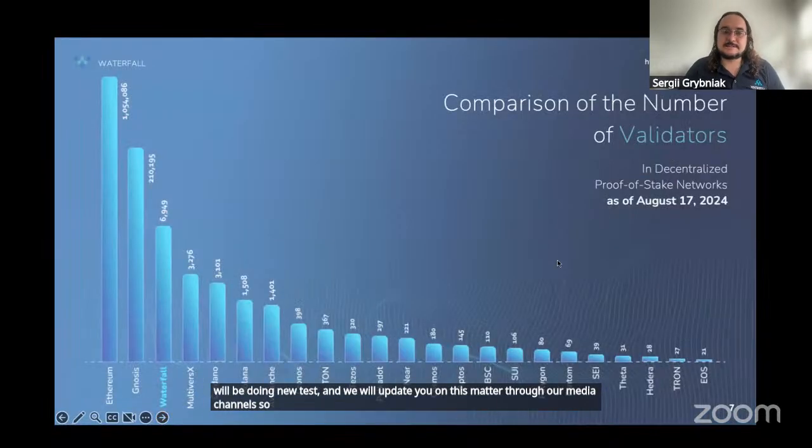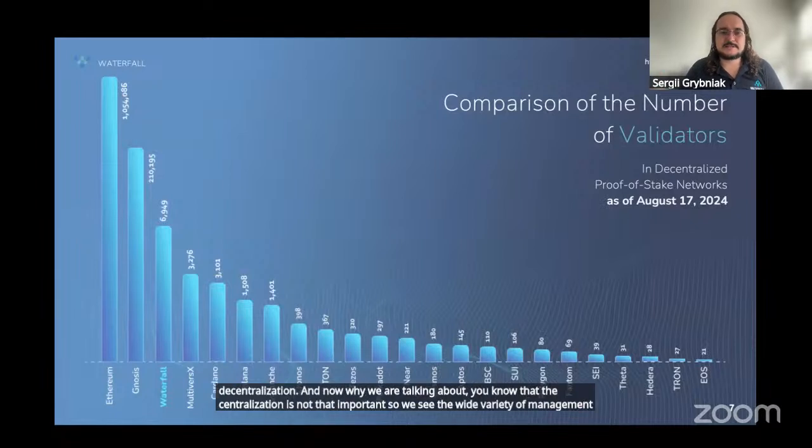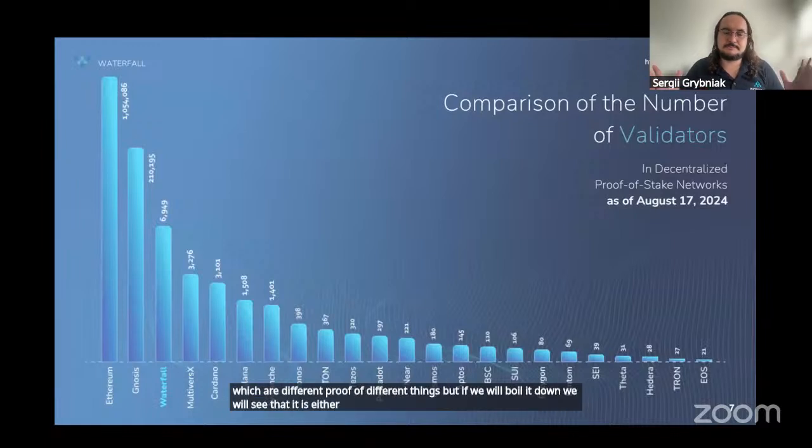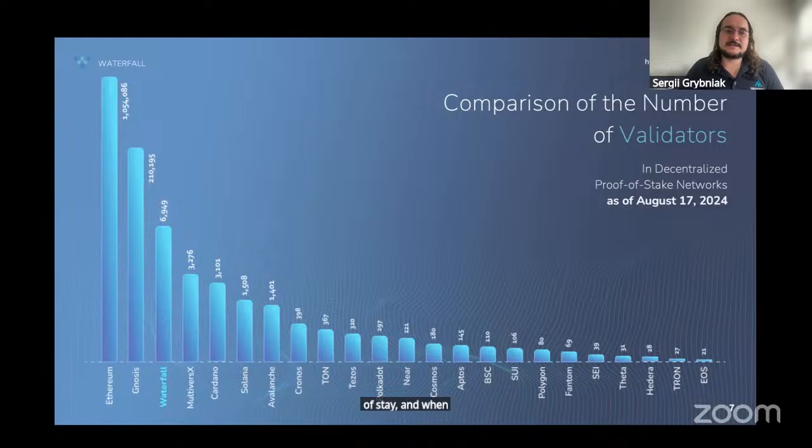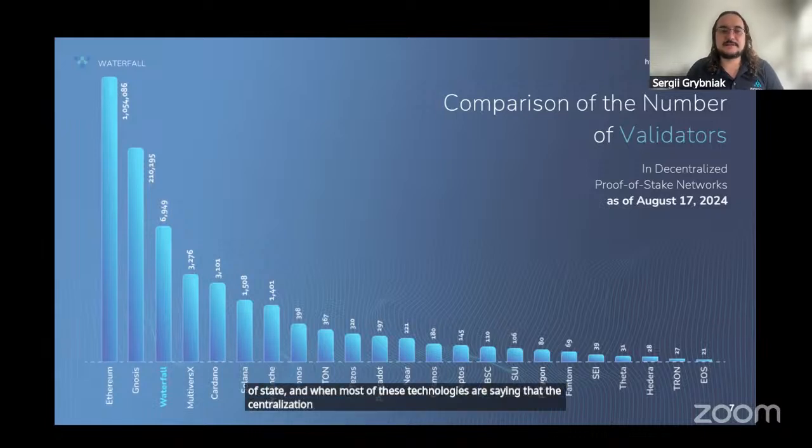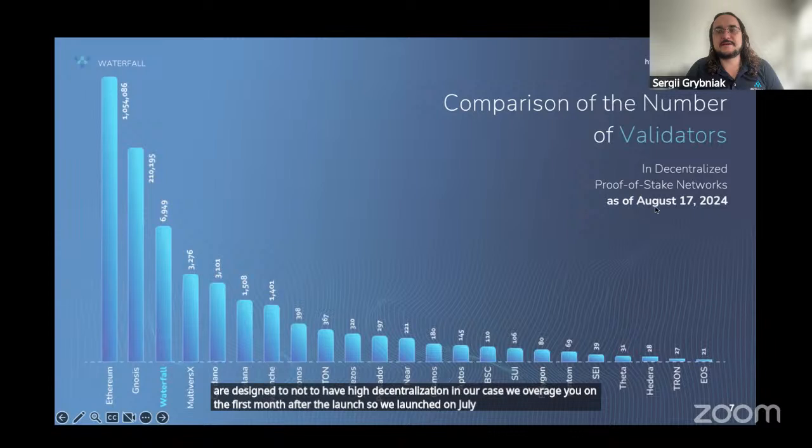Also, decentralization, and why some say that decentralization is not that important. We see a wide variety of networks which are proof of different things. But if we boil it down, in many cases it is either proof of stake or a form of delegated proof of stake. When most of these technologies say that decentralization is not that important, they say this because they are designed not to have high decentralization. In our case, already in the first months after the launch, so we launched on July the 17th.